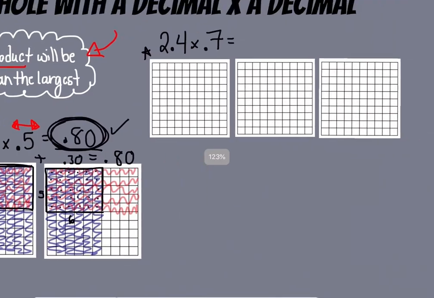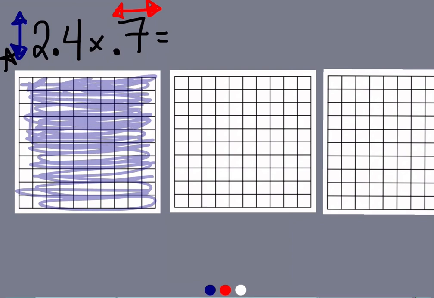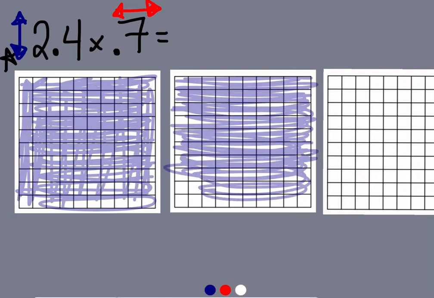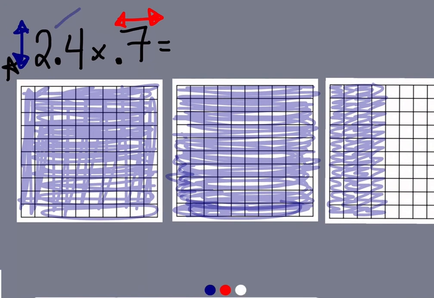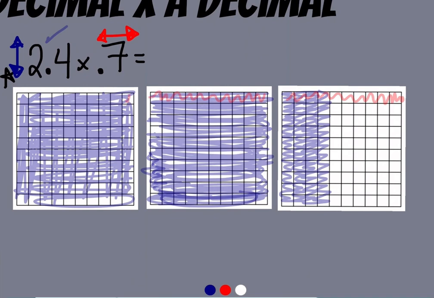Now for this visual, I'm going to need to shade in 2.4 vertically, so it's going to take 3 figures. I'm shading in one whole, I'm going to shade in another whole, and then I'm going to shade in 4/10 of this last figure, all being done vertically. Now I'm going to change to my color red and shade in 0.7 horizontally. And this is going to go across all the figures.